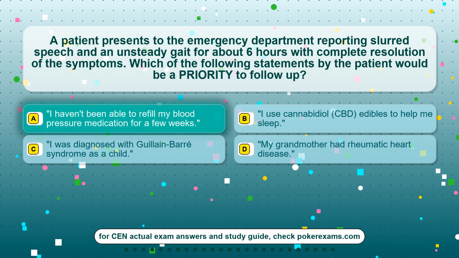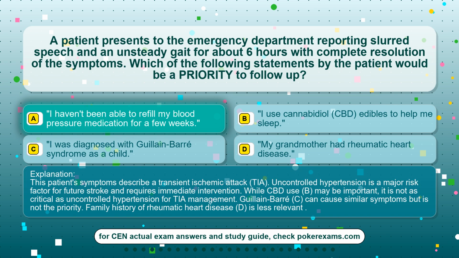The correct answer is option A. I haven't been able to refill my blood pressure medication for a few weeks. This patient's symptoms describe a transient ischemic attack, TIA. Uncontrolled hypertension is a major risk factor for future stroke and requires immediate intervention. While CBD use, B, may be important, it is not as critical as uncontrolled hypertension for TIA management. Guillain-Barré, C, can cause similar symptoms but is not the priority. Family history of rheumatic heart disease, D, is less relevant.